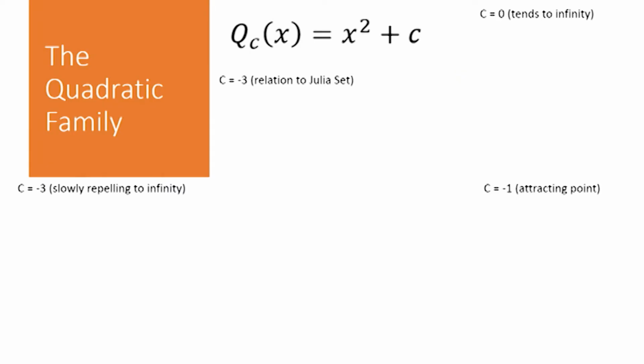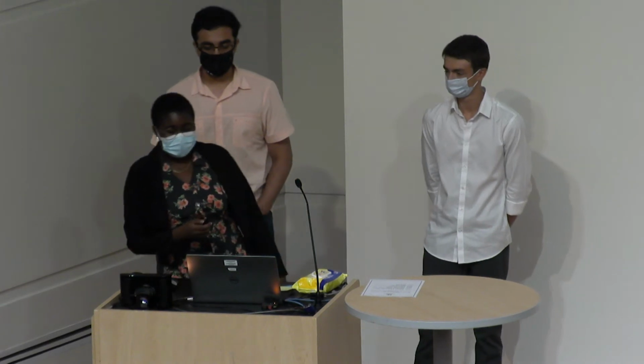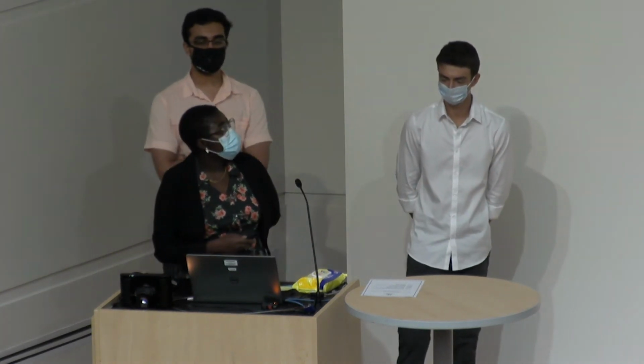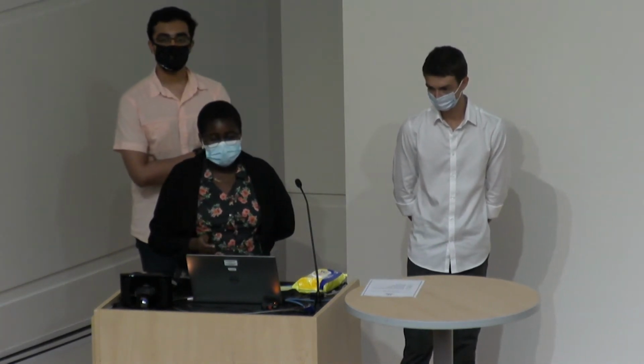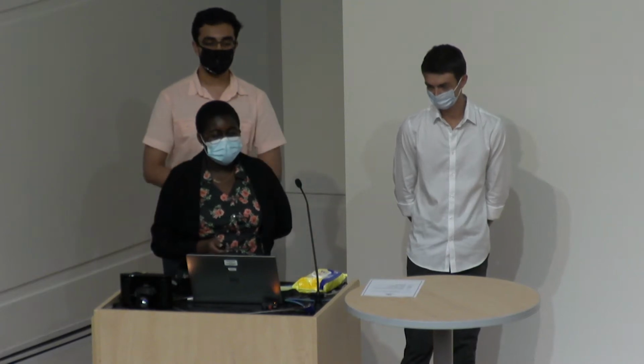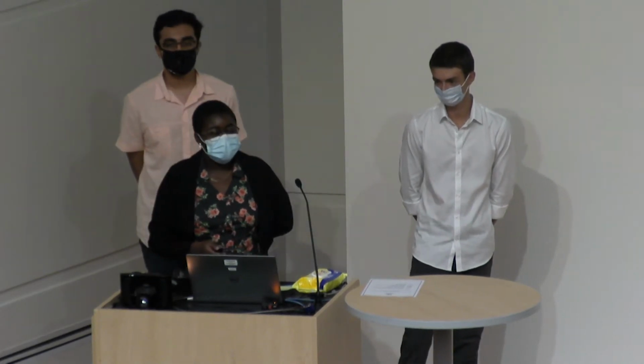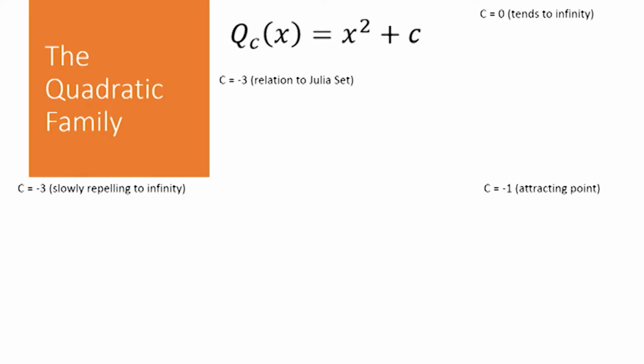And now to introduce what we're going to be making the Julia set out of, the quadratic family. Okay, so like you guys see on the screen right now, we have q of c of x equals x squared plus c. As many of you guys know, this is a parabola, and we've seen this multiple times in our classes, so this is what we're focusing on today.